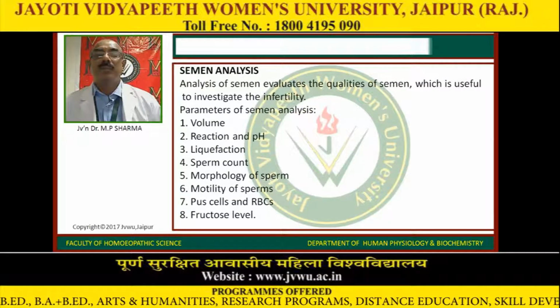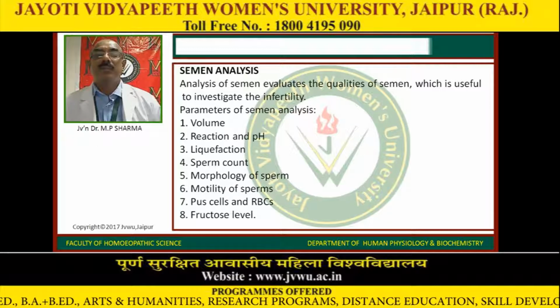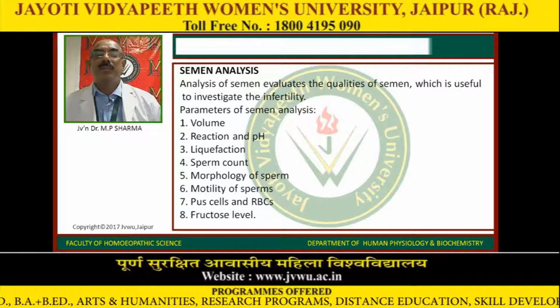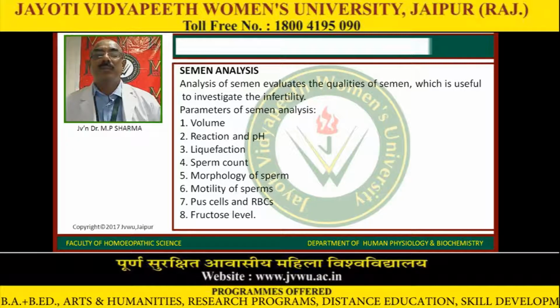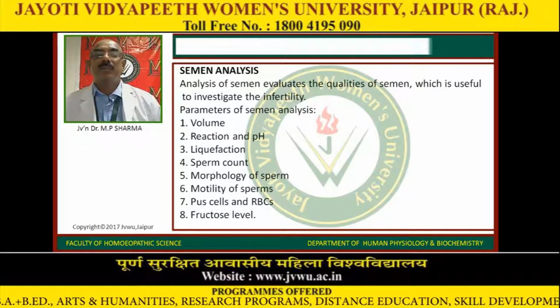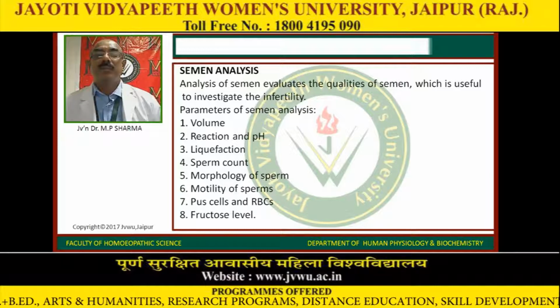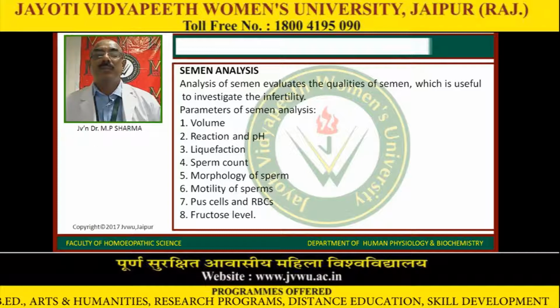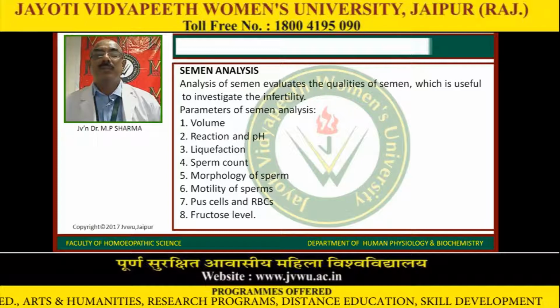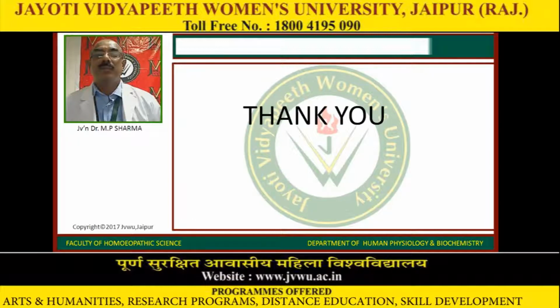Semen analysis. It evaluates the qualities of the semen, which is useful to investigate infertility. Parameters of semen analysis: number 1, volume; 2, reaction and pH; 3, liquefaction; 4, sperm count; 5, morphology of sperm; 6, motility of sperms; 7, pus cells and RBCs; 8, fructose level.